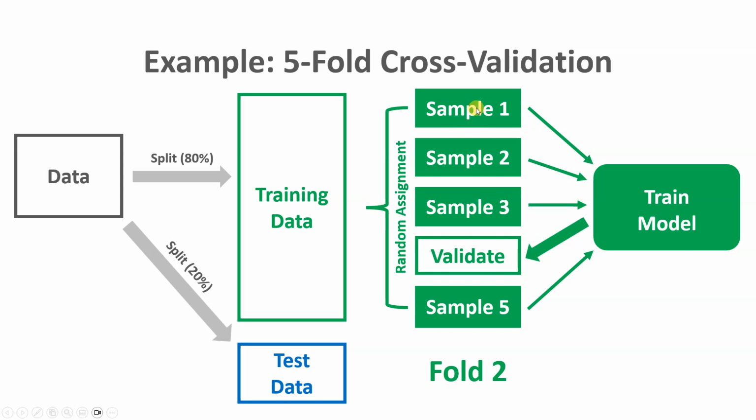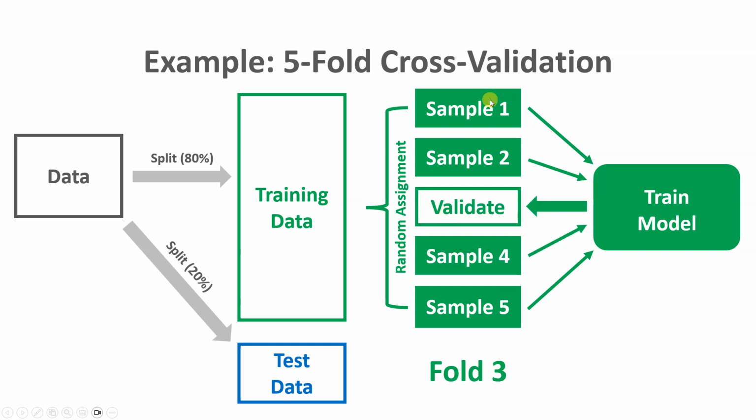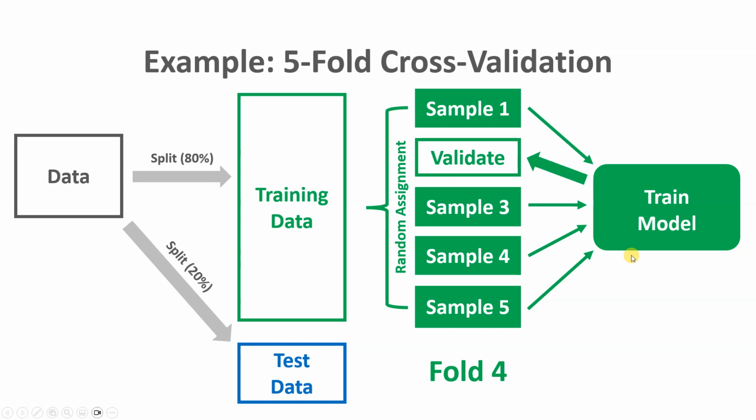We then repeat the same thing where we take samples 1, 2, 3, and 5, we train the model on those 4 samples, and then for that holdout sample, we cross-validate that trained model. Then we repeat it where for samples 1, 2, 4, and 5, we pool those together, train our model, and validate it against that holdout sample, which was sample 3. And then do the same thing with samples 1, 3, 4, and 5. We pool those together, train our model, and validate it against sample 2, which was the holdout sample.